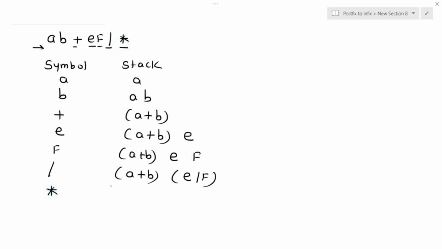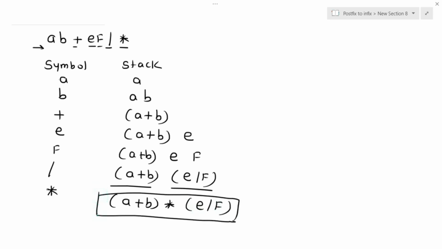Then it comes the multiplication. Now we have two operands. One is A plus B and second one is E divided by F. So our expression is A plus B multiplied by E divided by F. So this is our final infix expression. In exam we are going to solve like this.